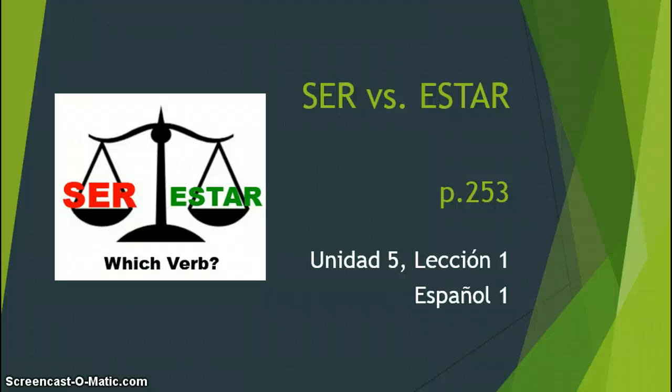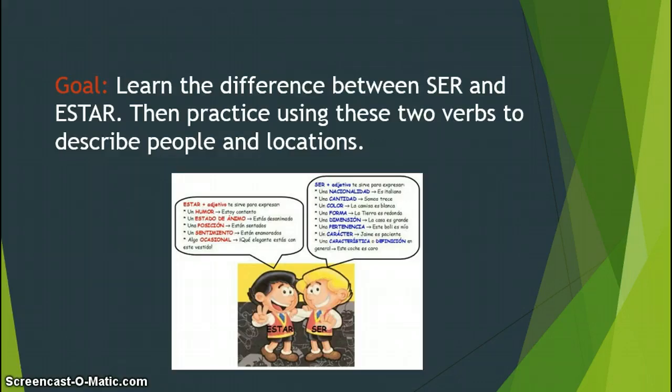Hola! This video is going to cover the two Spanish to-be verbs, ser and estar. Toda la información está en el libro Avancemos, página 253. For Spanish 1, we are currently in Unit 5, Lesson 1. Our goal for this particular video lesson is to learn the difference between ser and estar, then practice using these two verbs to describe people and locations.